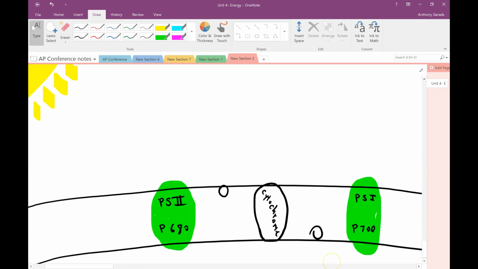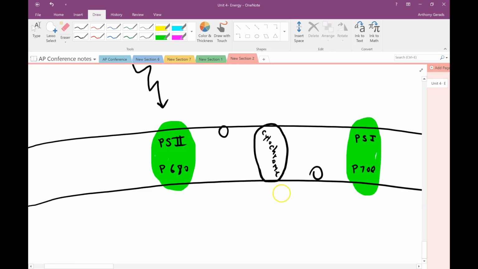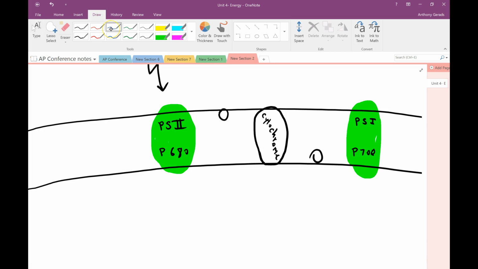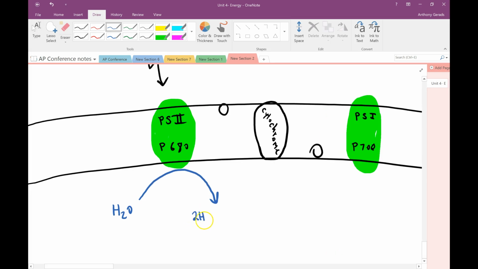Okay. So, if I look, the sunlight spits off energy. And that energy is going to be used for something. That energy is going to split a molecule. Do you remember which molecule it splits? Electron. It's going to split water to generate electrons. So it's going to split water and generate 2H plus and 1/2 of an O2 molecule.